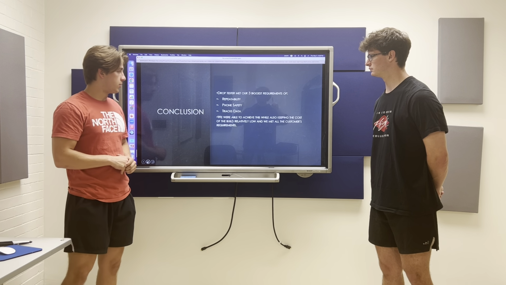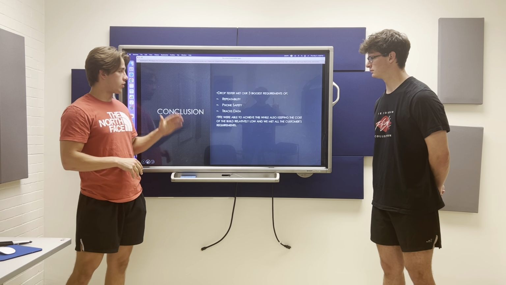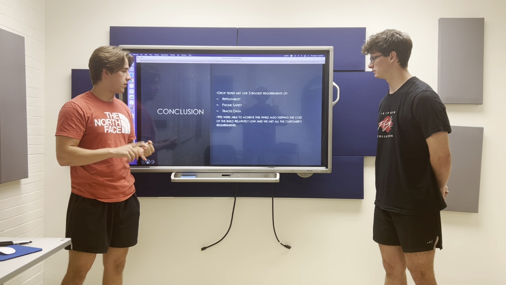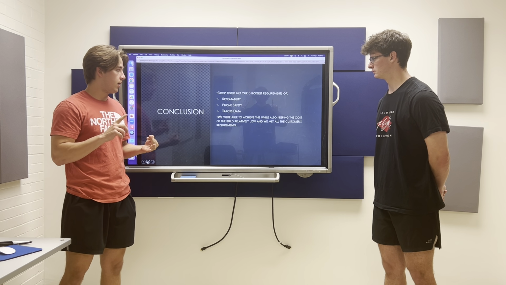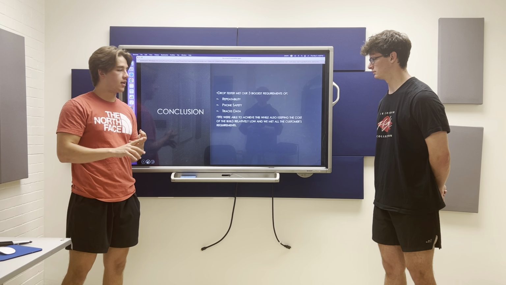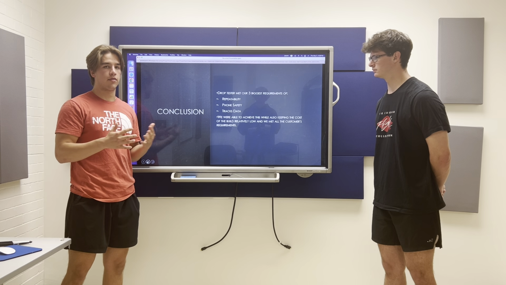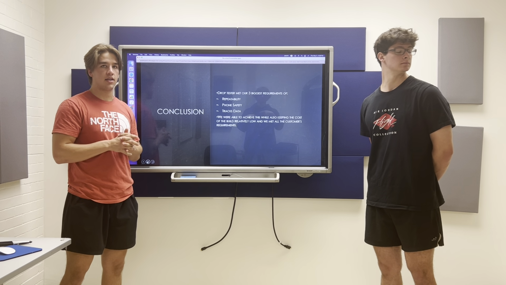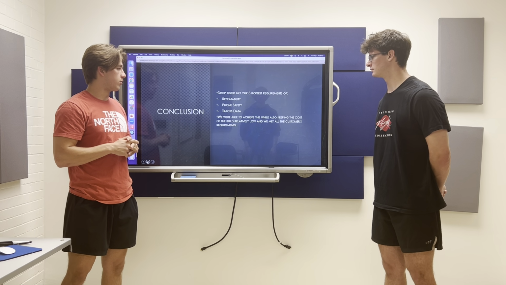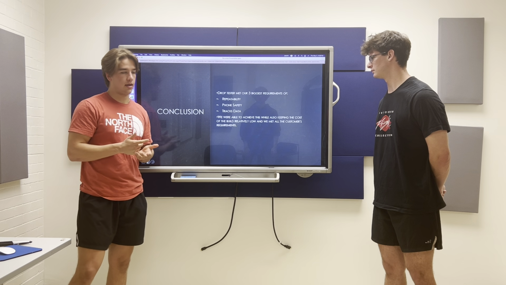And so to conclude, we came up with these three biggest requirements: repeatability, phone safety, track data. Our phone was safe. The data, all the data, as you can see, that we wanted to get from the drop tests we got, and we were able to repeat this test several times.